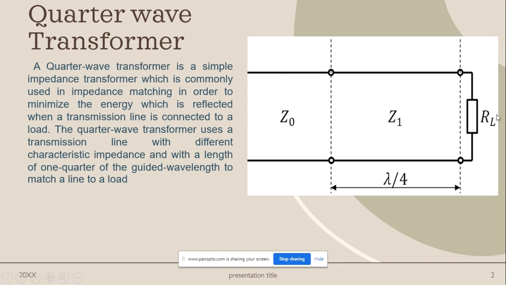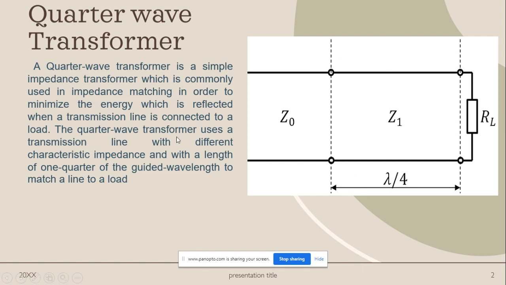So if you see this structure, you have a ZL or RL, and we have Z0, that is the characteristic impedance of the transmission line. Between the ZL and Z0, we are going to introduce one matching circuit. That matching circuit, I'm calling the quarter wave transformer. It is called a quarter wave transformer because this matching circuit is basically a transmission line of length lambda by 4. So I'm going to use a transmission line whose length is lambda by 4 and whose impedance is Z1. This line will act as a matching circuit between the RL and Z0.